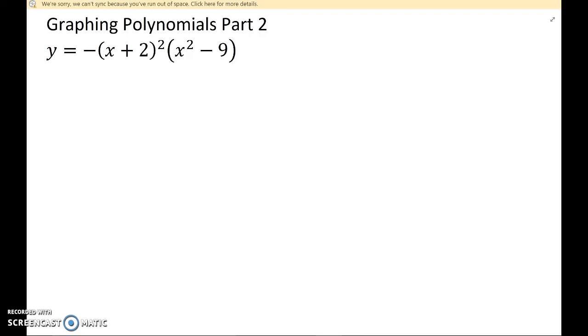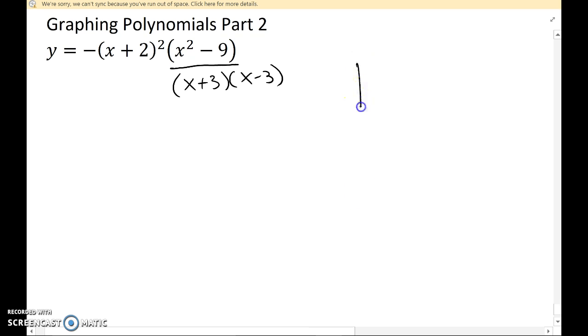All right, graphing polynomials part 2. I just wanted to give you 2 more examples of some problems that are a little bit more difficult. In particular, you may notice this is a little more difficult, but we should know how to factor this. And so this is x plus 3 and x minus 3.